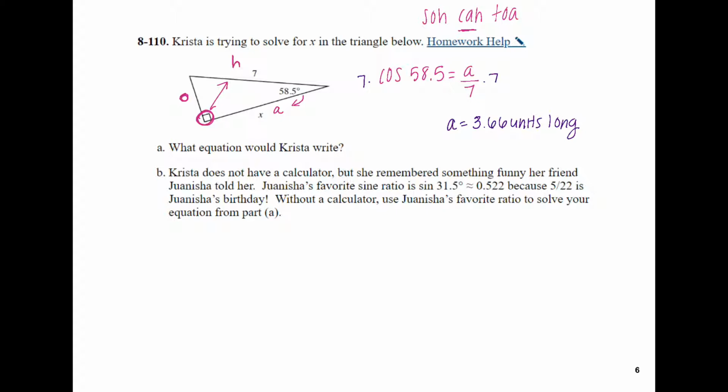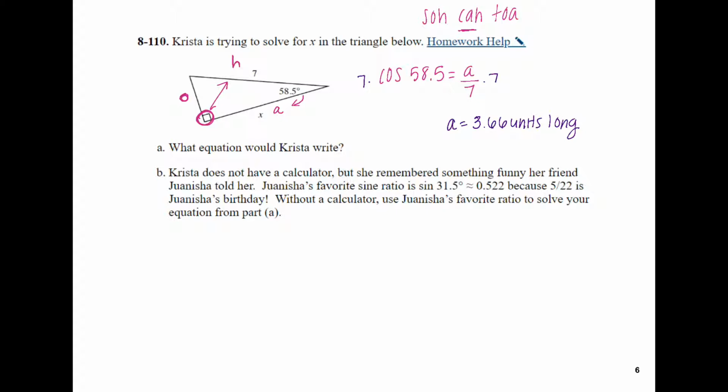Krista does not have a calculator though, but she remembers something funny her friend Juanisha told her. Juanisha's favorite sine ratio is sine of 31.5, which is about 0.522, because 5 divided by 22 is Juanisha's birthday. Without a calculator, use Juanisha's favorite ratio to solve your equation from part A.